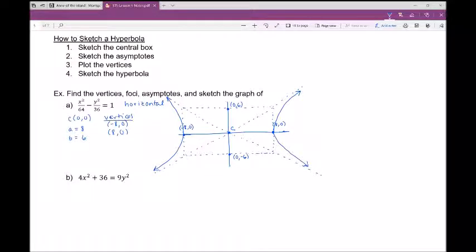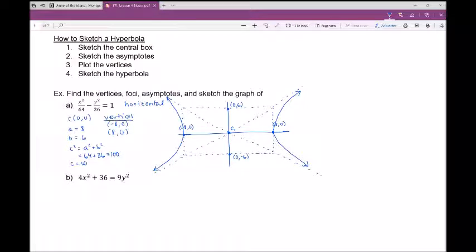Okay, so the last thing we need to find are the foci and the asymptotes. And to find the foci, we're going to need the variable c. So we know that c squared is equal to a squared plus b squared, which is 64 plus 36, which is 100. So c is equal to 10.